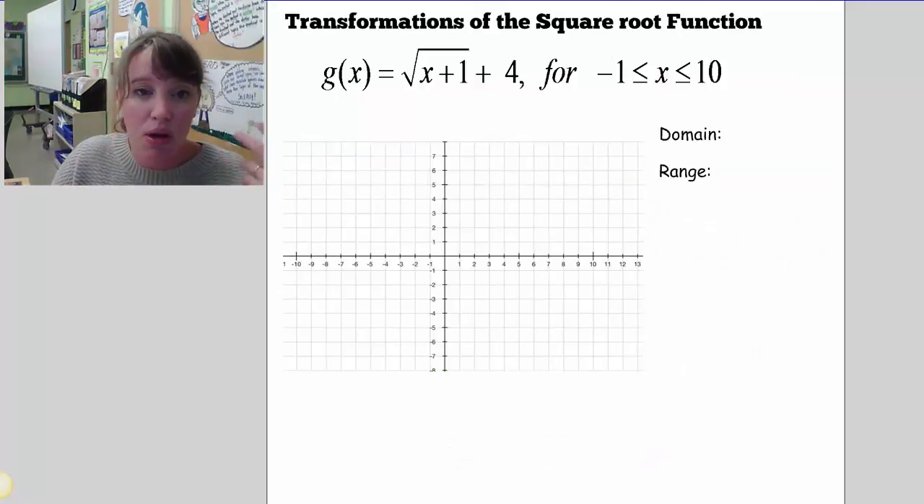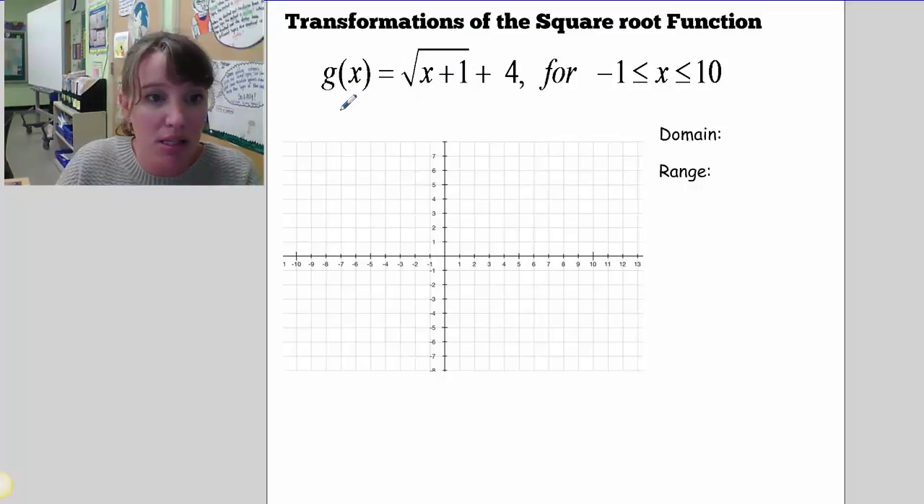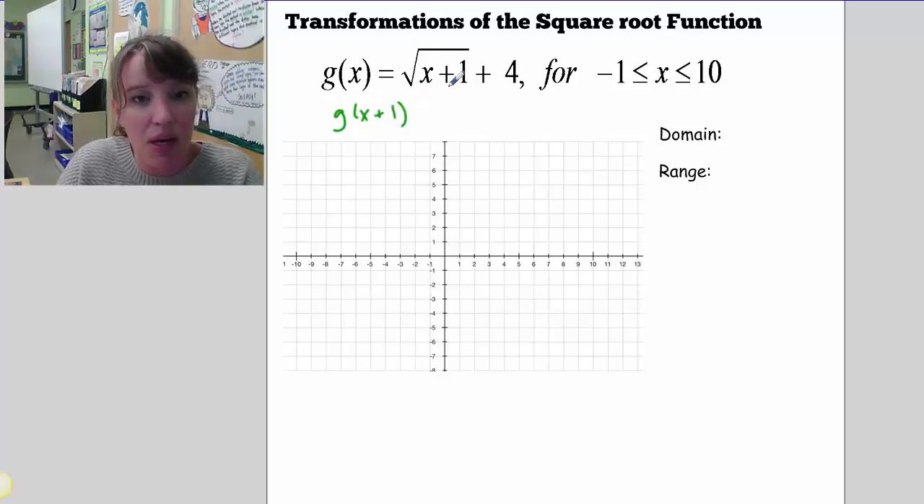So here we had the parent function, and we're adding 1 to the input. Okay, so basically this is like saying g of x plus 1, right? I'm adding 1 to the input. That's another way of writing it. So you're adding 1 to the input, and then you're adding 4 on the outside. So remember, this right here represents a horizontal change, okay? And this represents a vertical change. So this is like your h, k. So your starting point is going to be, in this case, -1 and 4.